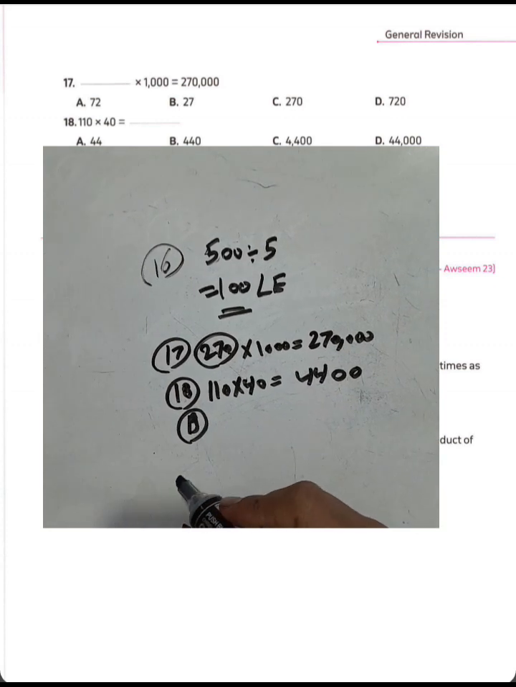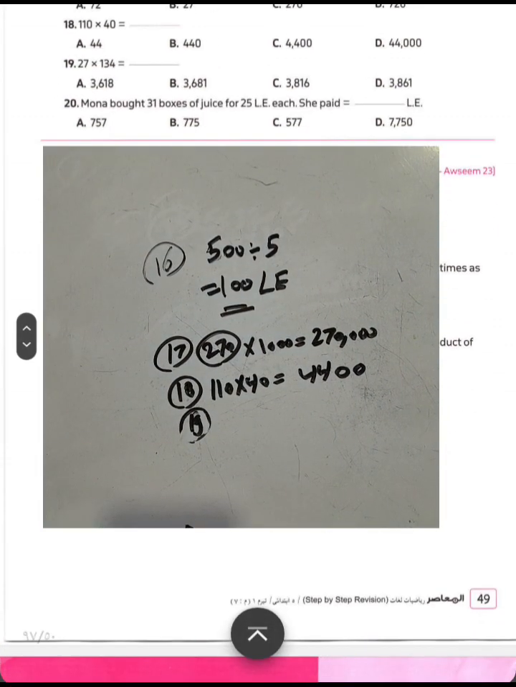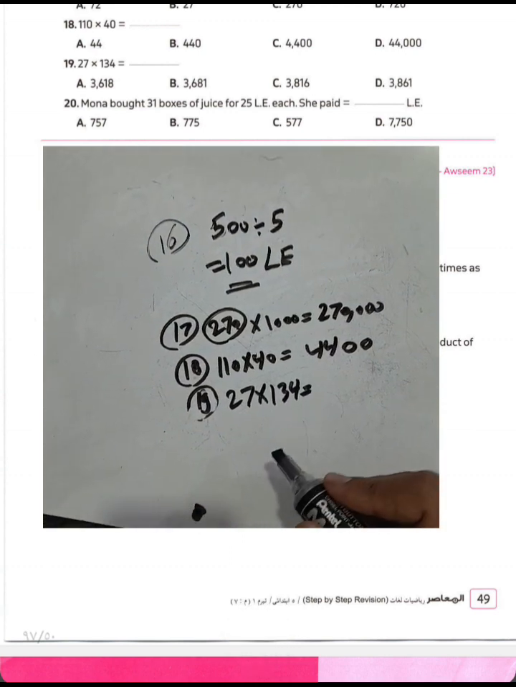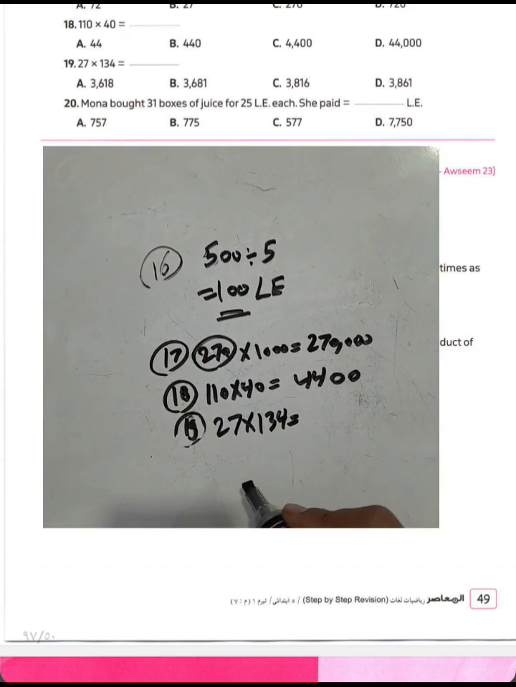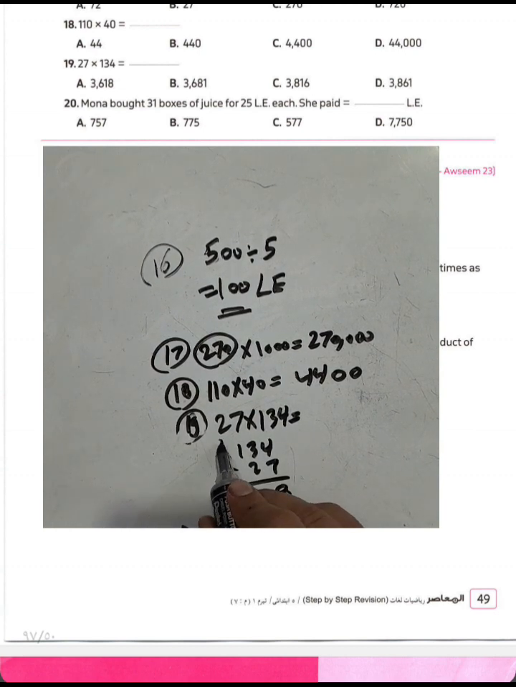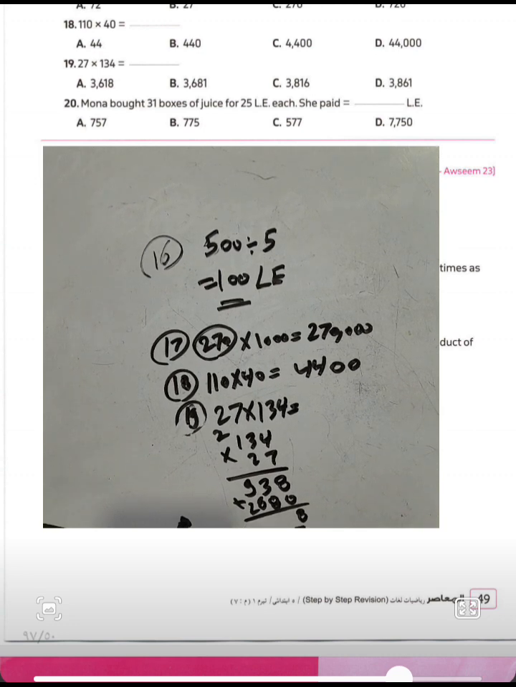Question 19. 27 times 134. 4 times 7 equals 28, write 8 and carry up 2. 3 times 7 equals 21, 21 plus 2 equals 23, write 3 and carry up 2. 1 times 7 equals 7 plus 2 equals 9, and then write 0. 2 times 4 equals 8, 2 times 3 equals 6, 2 times 1 equals 2, and then add them. 8 plus 0 equals 8, 3 plus 8 equals 11, 1 and carry up 1.